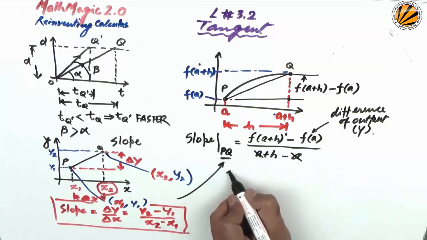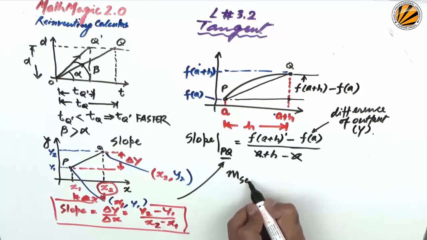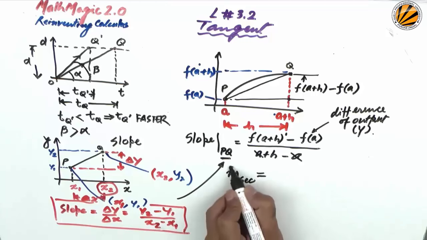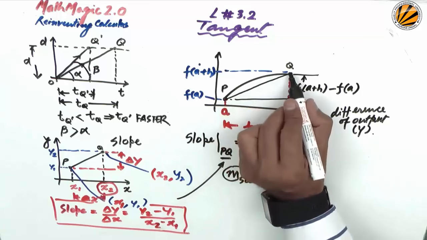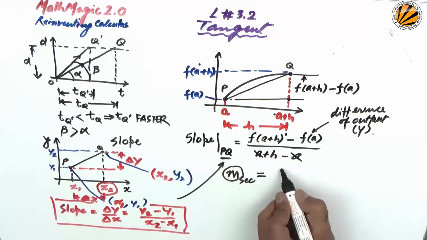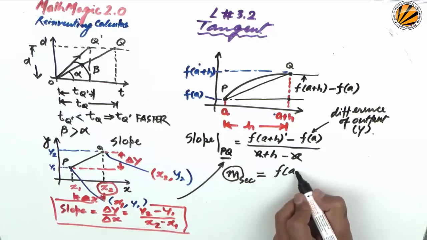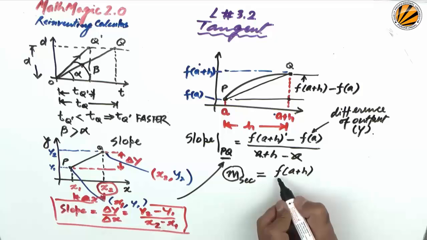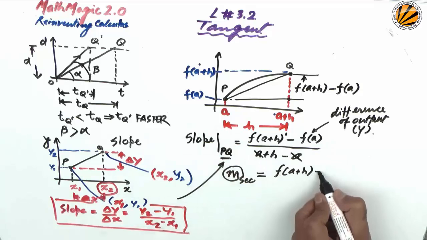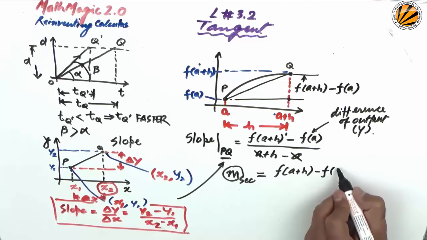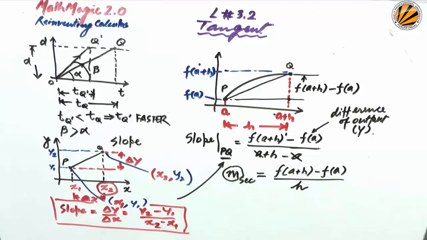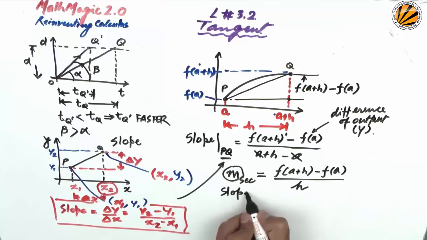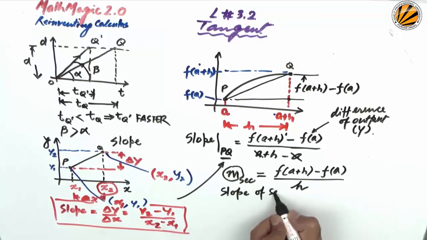So this slope, I'll call this the secant slope, because this slope is depicted by M, and the secant is nothing but the line joining the curve at points P and Q. It would be Q's y coordinate minus P's y coordinate divided by the difference in the x. This is nothing but the slope of the secant.